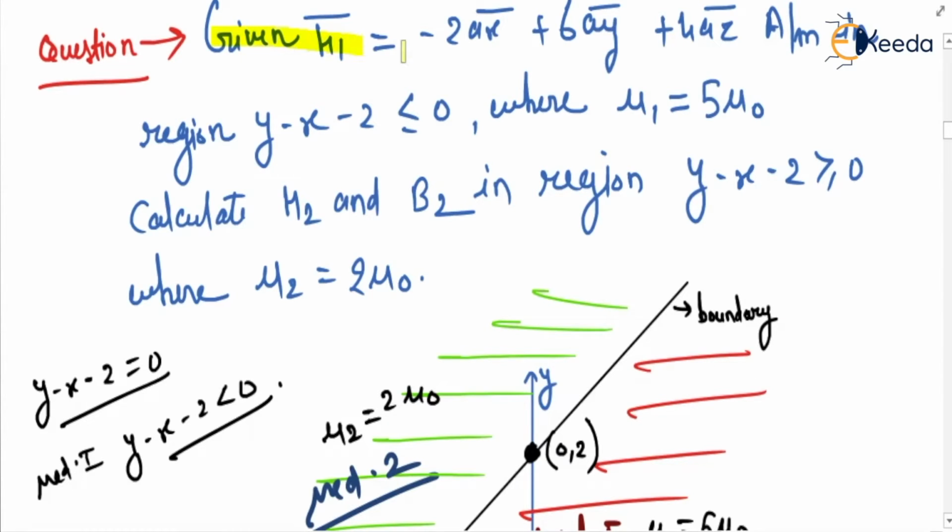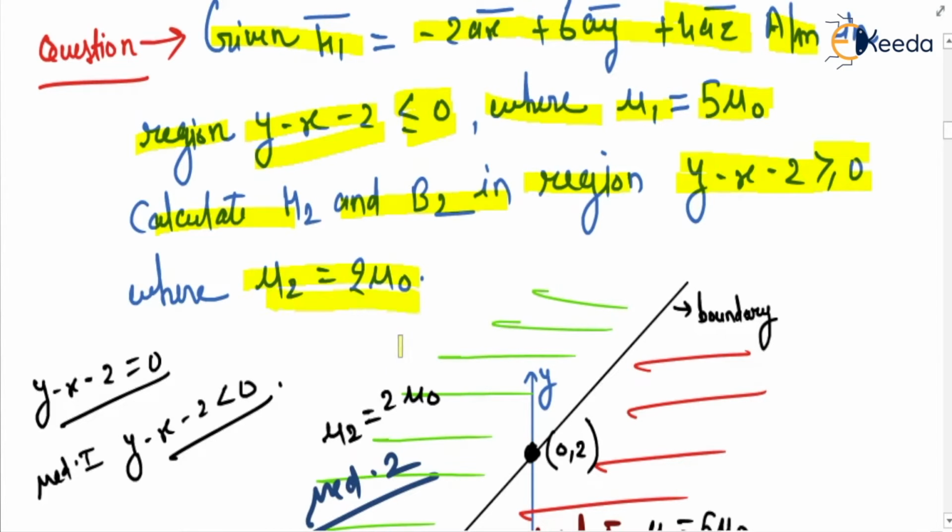Given magnetic field H1 is minus 2ax plus 6ay plus 4az ampere per meter in the region y minus x minus 2 less than or equal to 0, where mu1 is 4 mu naught. Calculate H2 and B2 in the region y minus x minus 2 greater than or equal to 0, where mu2 is equal to 2 mu naught.